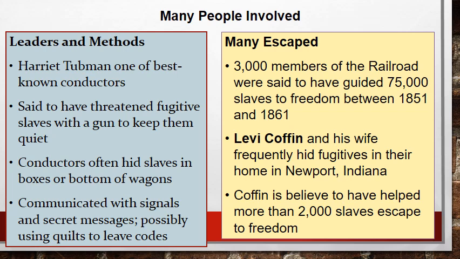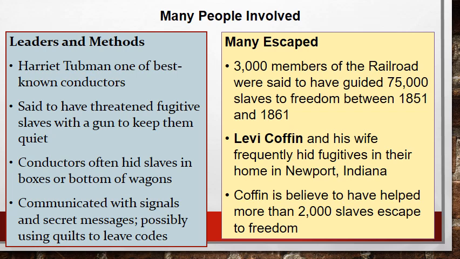This was a very perilous, at any moment you could be caught, kind of situation. So it had to be done by somebody who was quick-witted and intelligent and knew what was going on. Historians estimate there are about 3,000 members of the Underground Railroad. Maybe 75,000 slaves escaped. It's hard to know for sure since all this is done in secret.